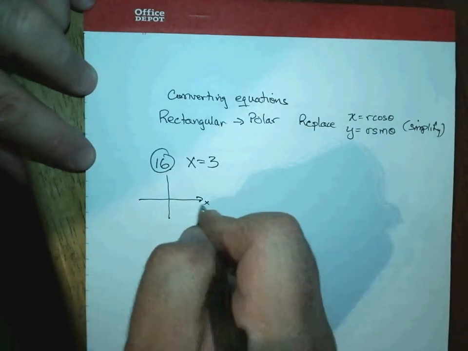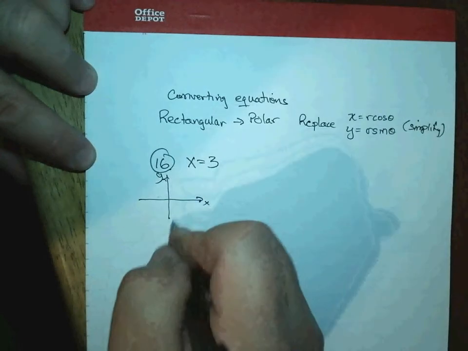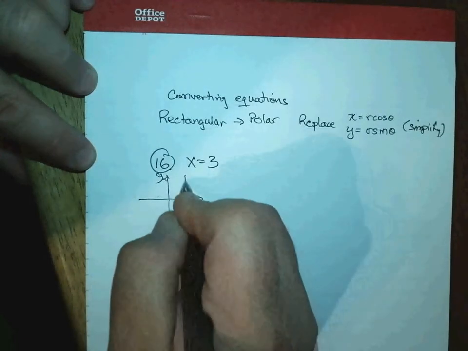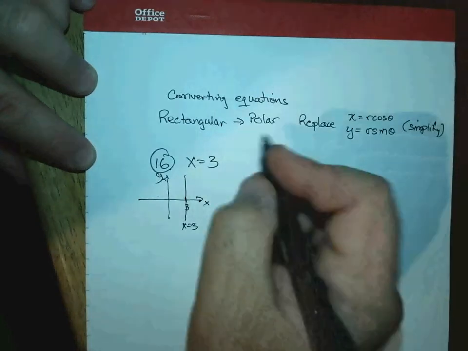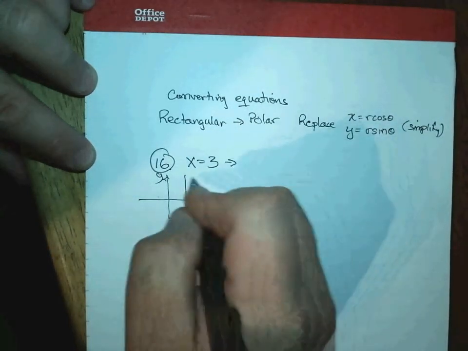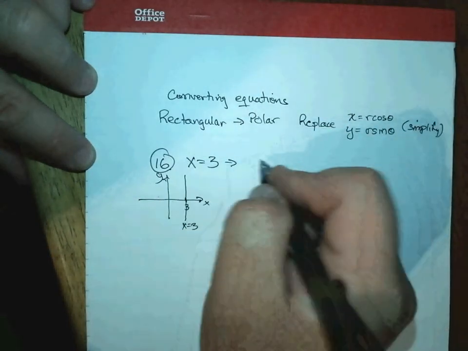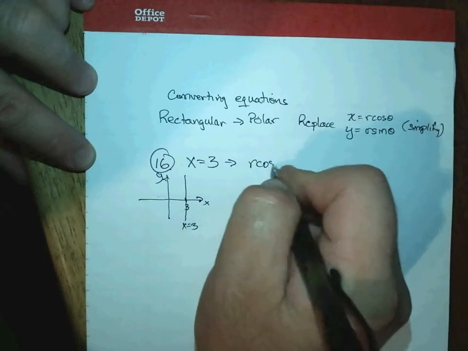This is the line x equals 3. And you know what that line looks like in rectangular coordinates. Here's the xy plane. X equals 3 is right here. It's just a vertical line. Okay? And we want to convert that to polar coordinates.